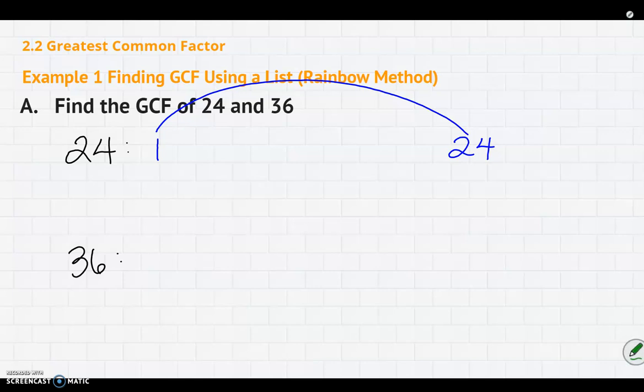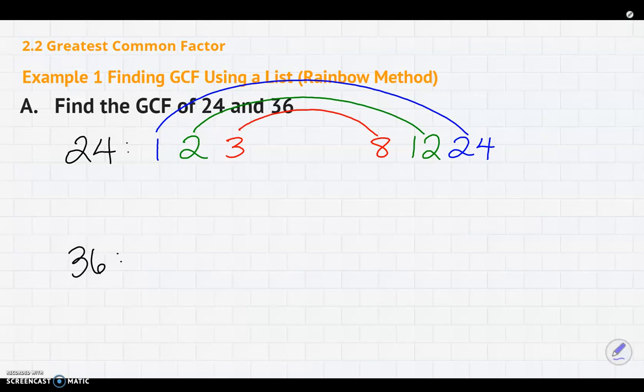Okay, and then from 1, I move on to the next number, 2, and I ask myself, is 2 a factor of 24? And it is, so I write 2, and 2 times 12 is 24. And then I check 3, is 3 a factor of 24? Well, it is, and 3 times 8 is 24. And then I would check 5, or sorry, I skipped 4. I would check 4. And 4 is a factor of 24, so I write 4 times 6. 4 times 6 would give me 24.